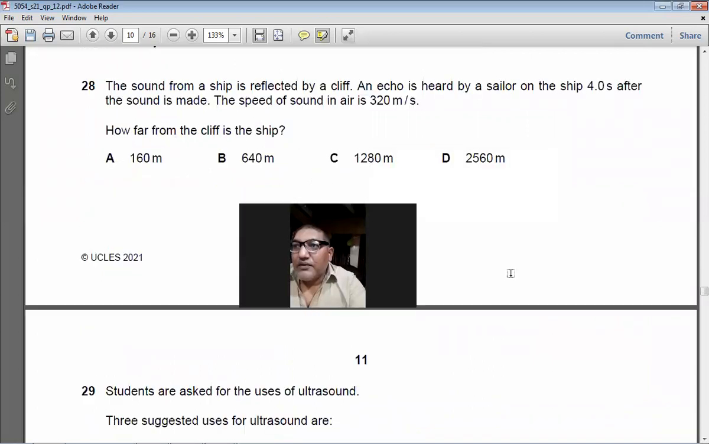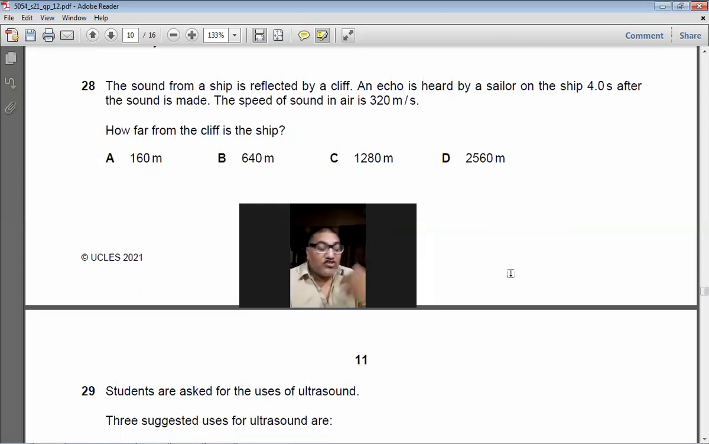Here we go. The sound from a ship is reflected by a cliff. An echo is heard by a sailor on the ship 4 seconds after the sound is made. The speed of the sound in air is 320 meters per second. How far from the cliff is the ship?